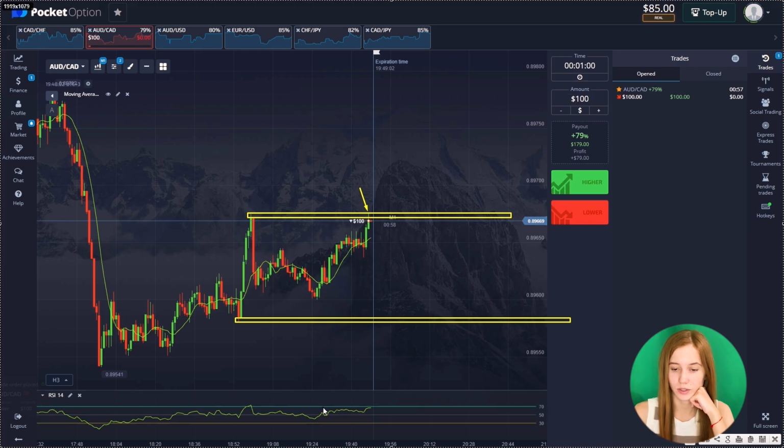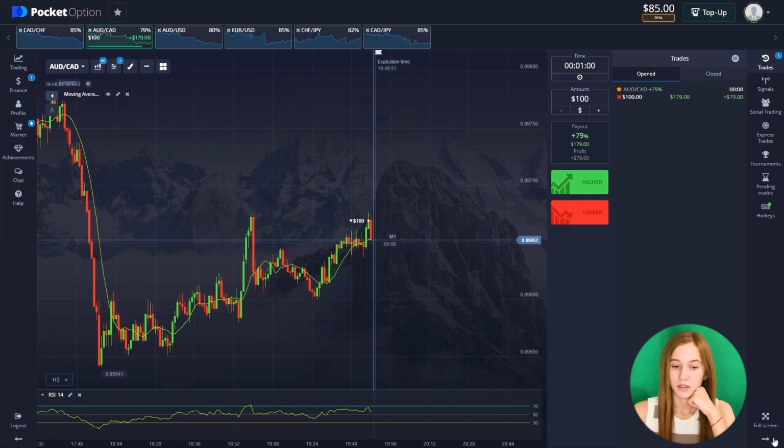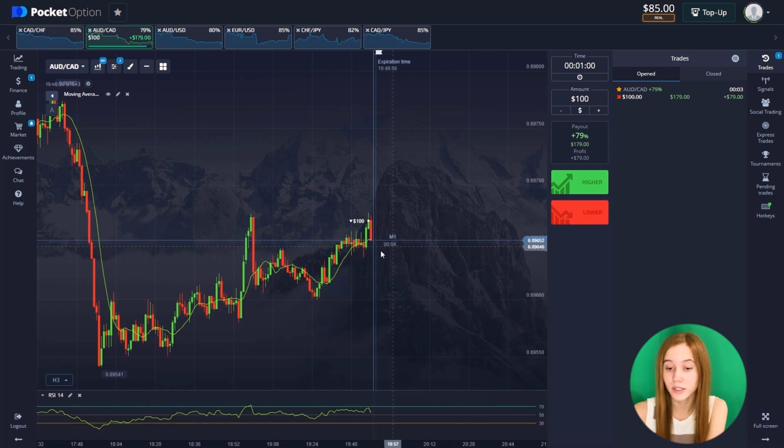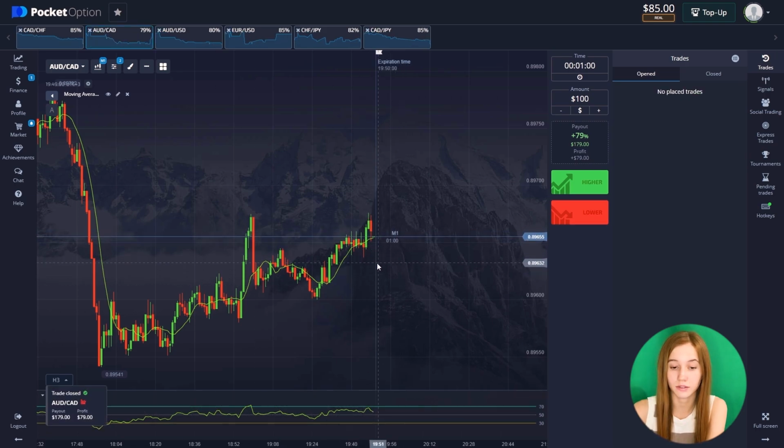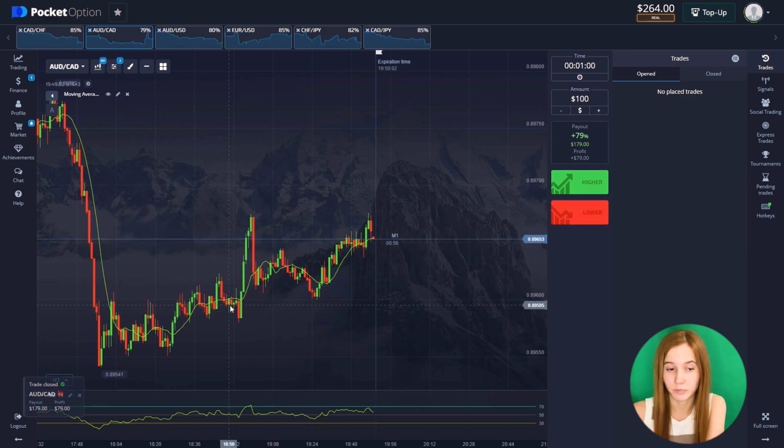On the RSI, we also see we reached the overbought area in the upper position. 4 seconds left until the end, and the trend is falling. The RSI indicator also looks down. Okay, good. We have a plus, still $79 on our balance. It is our profit.